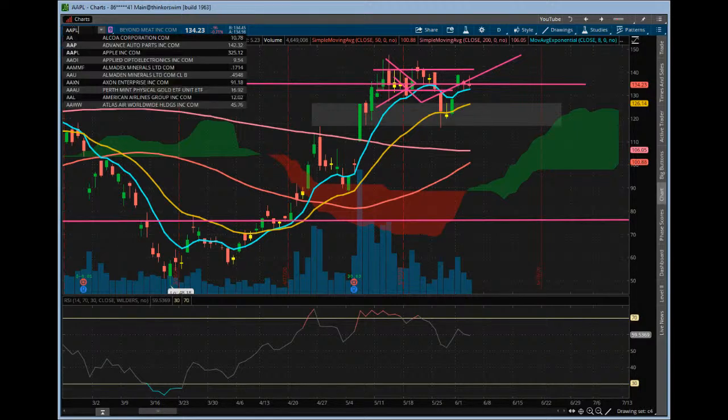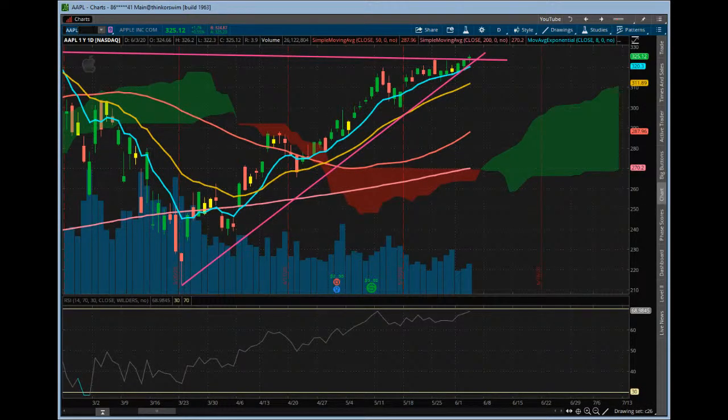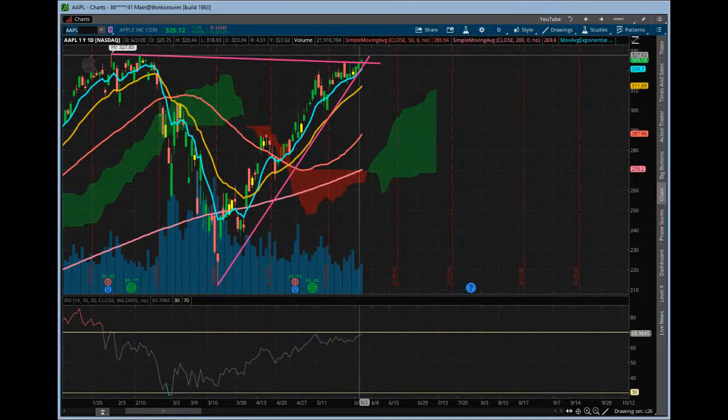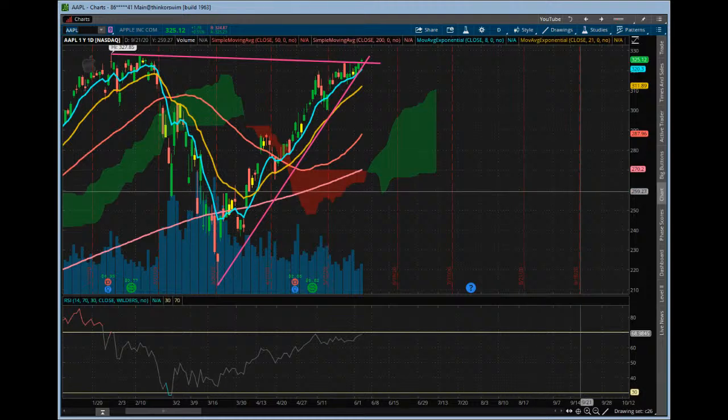Apple, big thing on this one. We got over the geometric line right here, right? So increased volume, so I like it. Let's hold this geo line and see if we can work its way back up to these all-time highs. That is the goal.